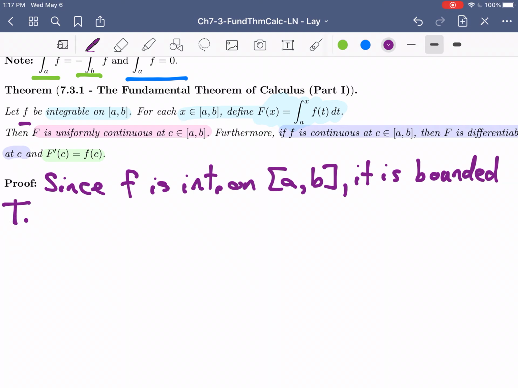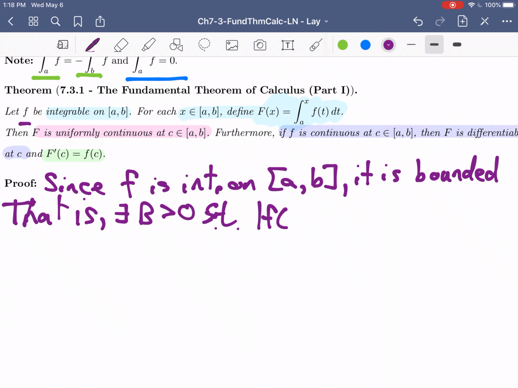Right? So that is, there exists some number b greater than 0 such that the absolute value of the function values is less than or equal to that value of b for every single choice of x in that closed interval from a to b. So we know that to be true.